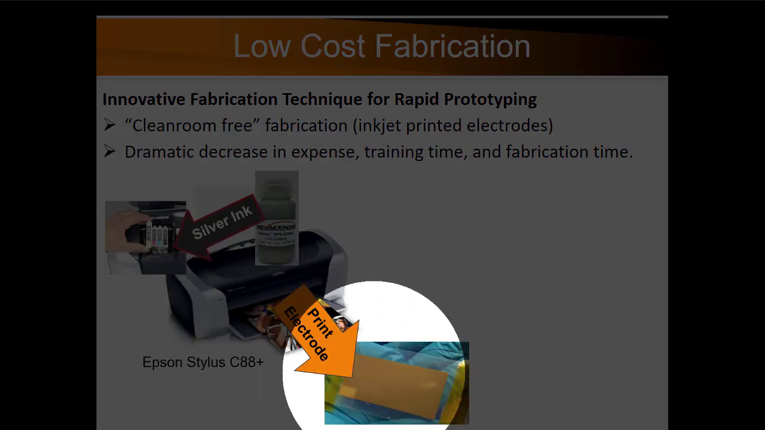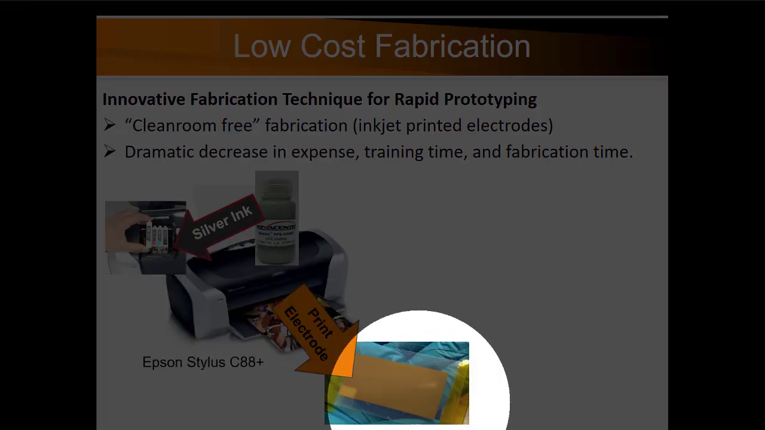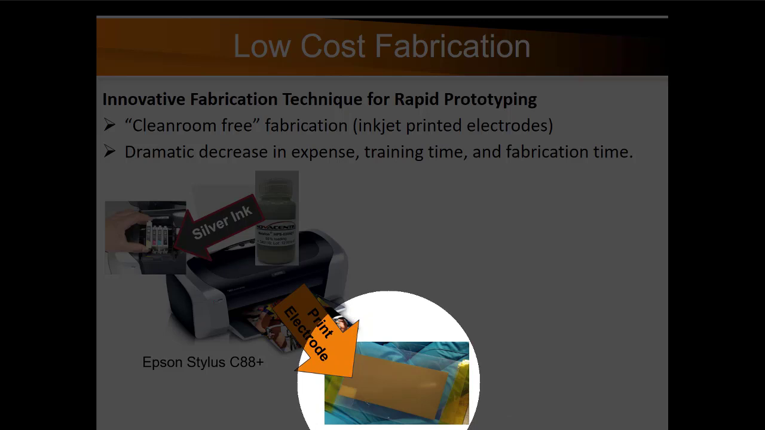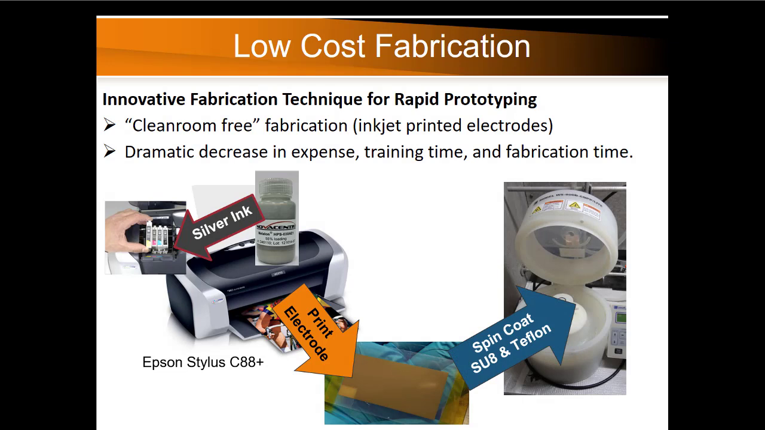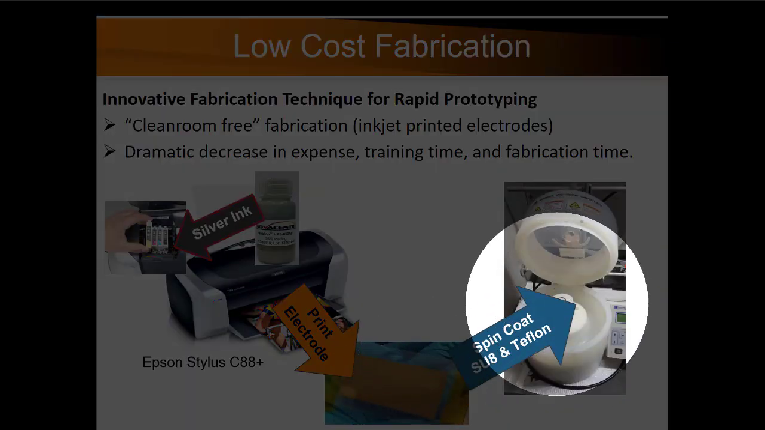You just make a file, you print out different electrodes. This is a big electrode here, but I'll show some work on printed electrodes where we're making electrodes and moving droplets around. Then we spin coat this. So we do this now in Kathy's lab. This is outside the clean room, which is nice.